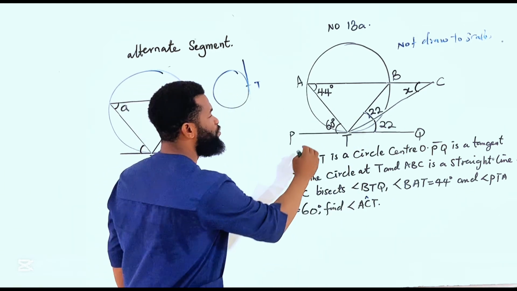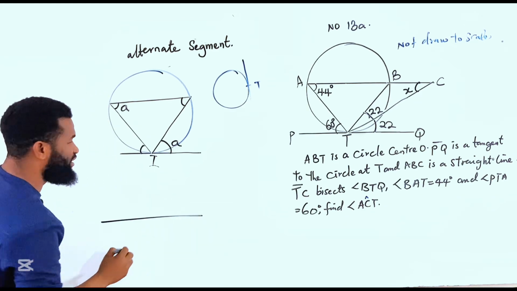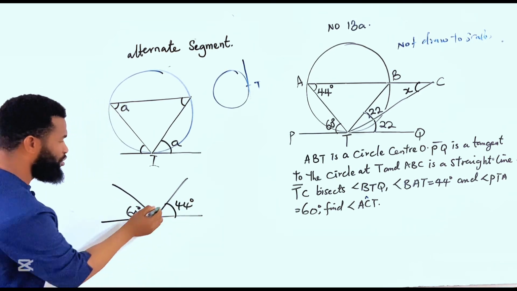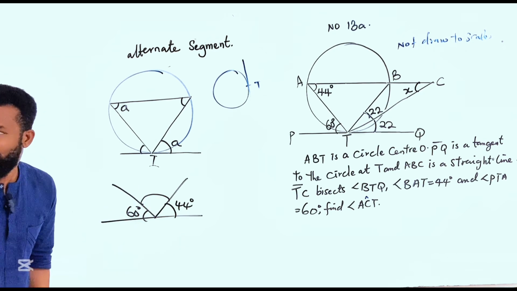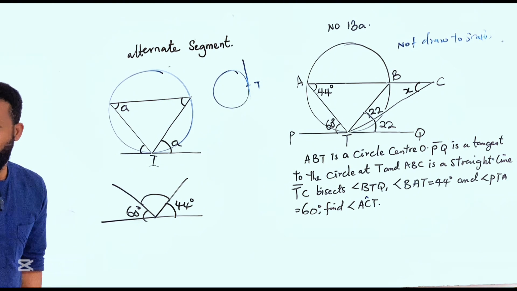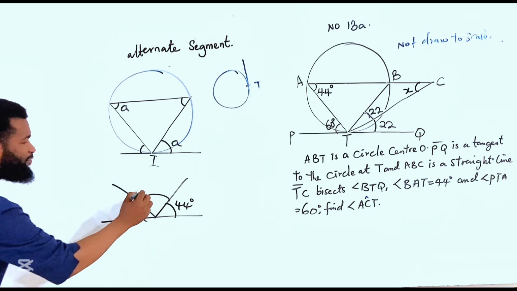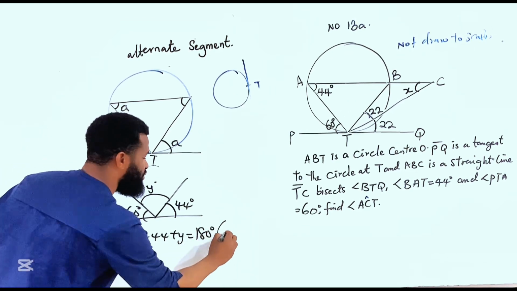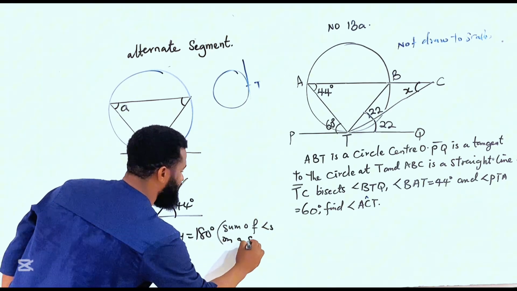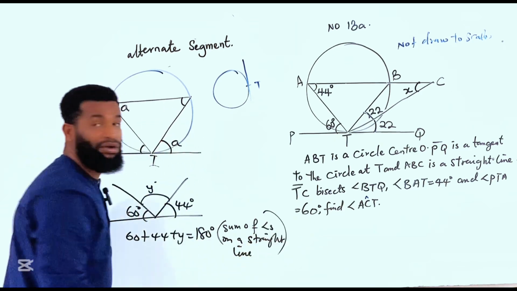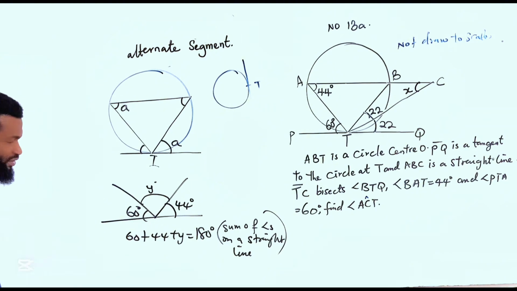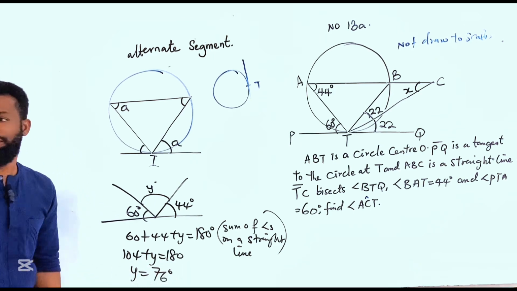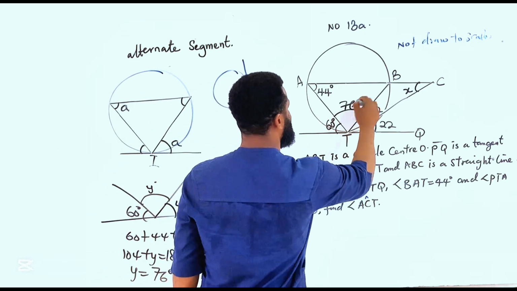But we now have a straight line. That straight line is like this. This place is given as 60, and this place is given as 44. So how do we find this angle? What is the law? Sum of angles on a straight line. So if I call it y, then 60 plus 44 plus y equals 180. The reason is sum of angles on a straight line. You must state the law. So this plus this is 104. 104 plus y equals 180, so y is 76 degrees. So this place is 76 degrees.